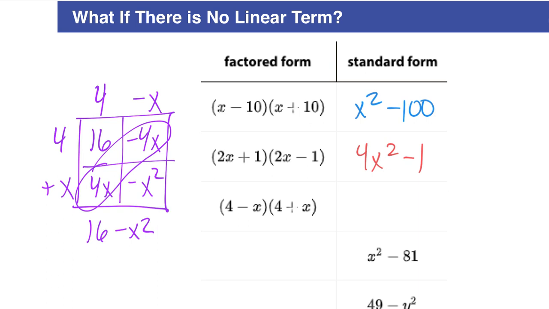In your next example, they put the number first and the variable second. It doesn't matter. You set it all up exactly the same and multiply, and we do see that negative 4x and positive 4x gives you 0x. So you're left with 16 minus x squared. Make sure you're keeping track of your negatives and watching your signs.